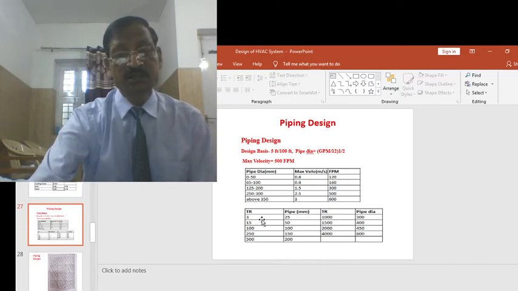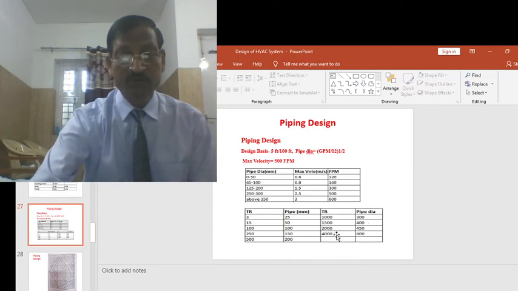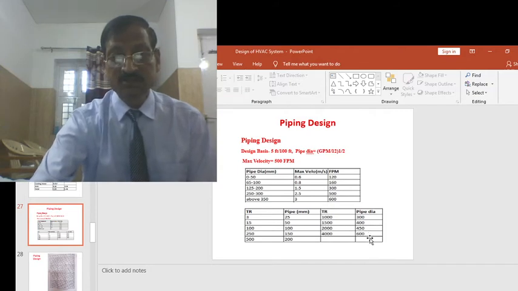As a thumb rule, if this is the load, so this is the approximate pipe dia. For example, if load is up to 3 ton, pipe dia will be 25 mm dia. For 100 ton, 100 dia. If load is 500 ton, then pipe dia will be approximately 200 dia. For 1000 ton, pipe dia will be around 300, and for 4000 TR, the pipe dia will be 600.